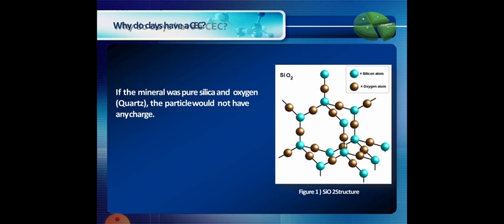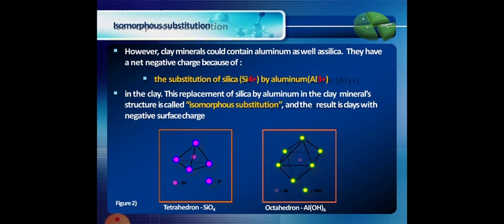Why do clays have CEC? If the mineral was pure silica and oxygen, the particle would not have any charge, as shown in the figure. However, clay minerals contain aluminium as well as silica. They have a net negative charge because of the substitution of silica by aluminium. This replacement of silica by aluminium in the clay mineral structure is called isomorphous substitution, and the result is clays with negative surface charge.